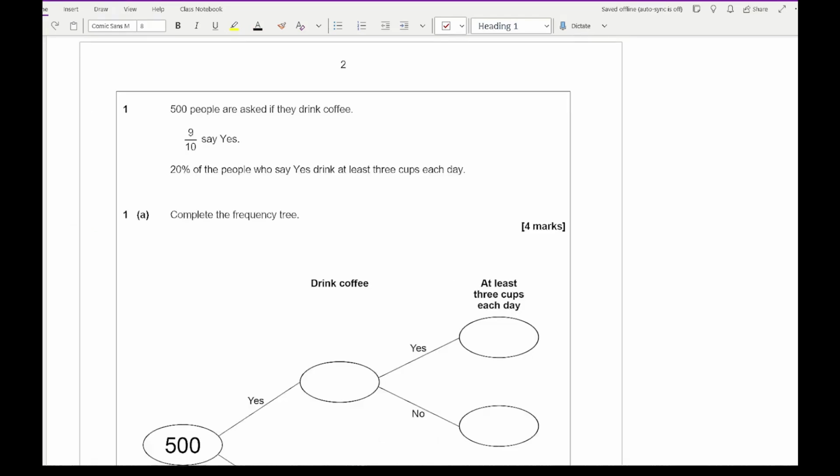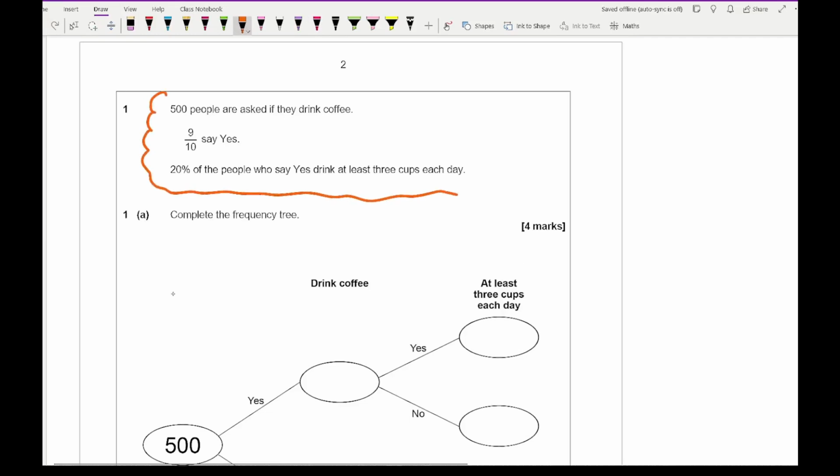So let's get started on question 1. Question 1 says 500 people are asked if they drink coffee. 9/10 say yes. 20% of the people who say yes drink at least 3 cups per day. And question 1a says complete the frequency tree diagram. So what we need to do is use this information given to us to complete the frequency diagram.